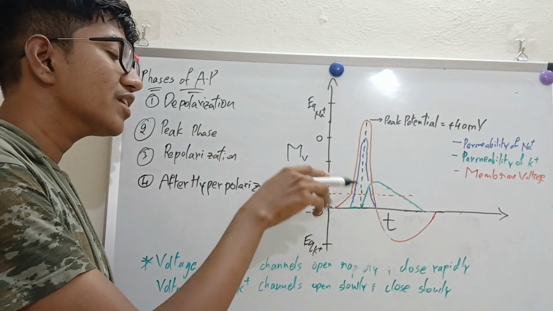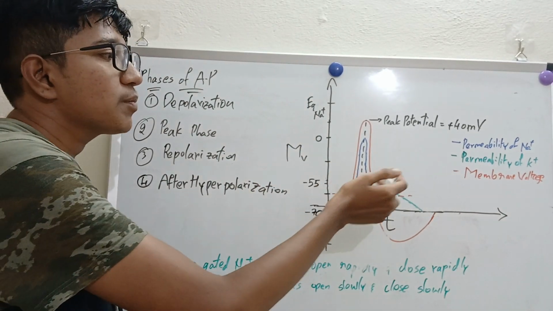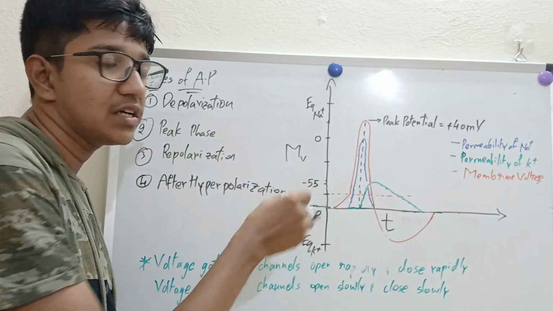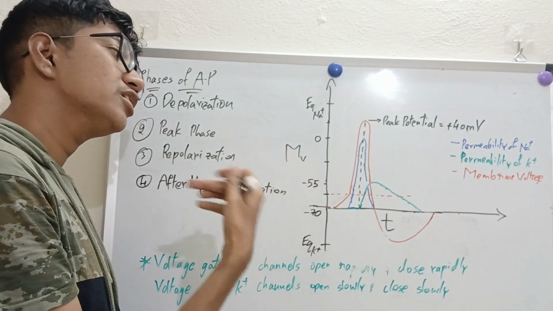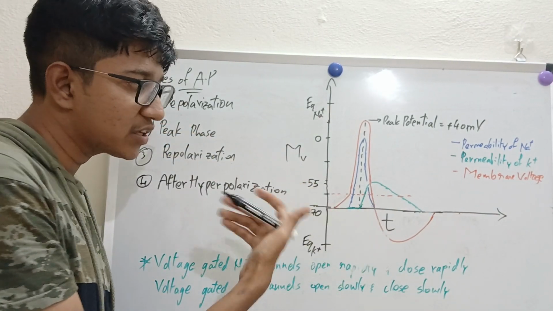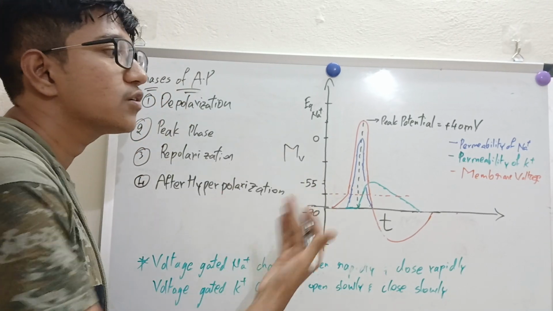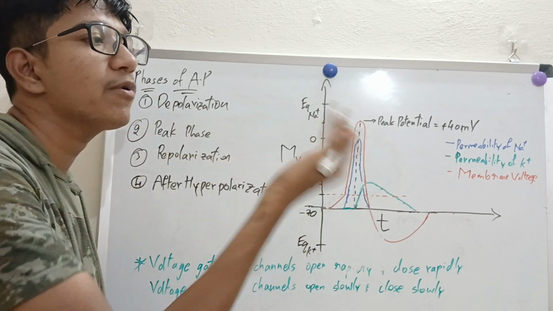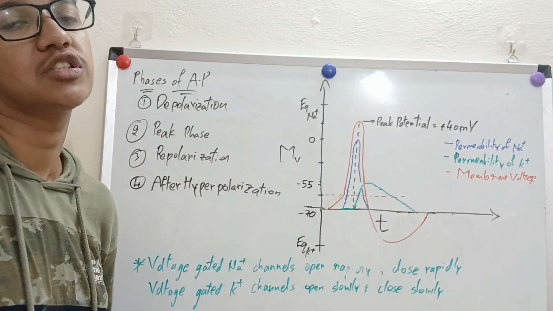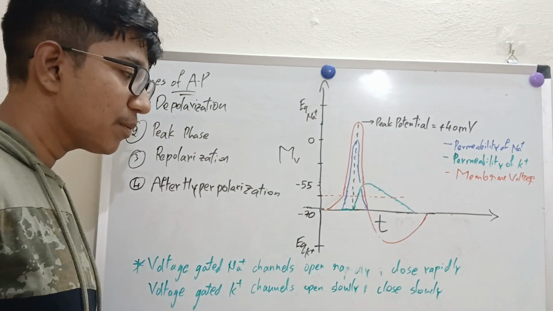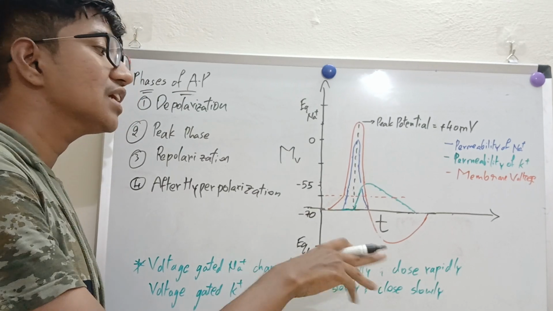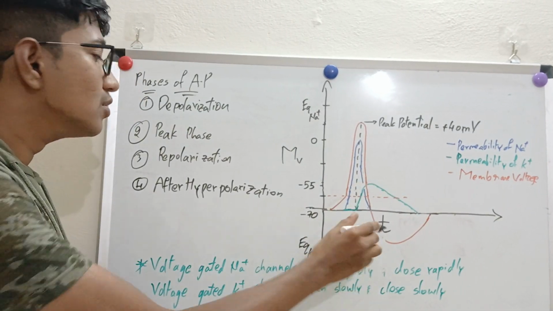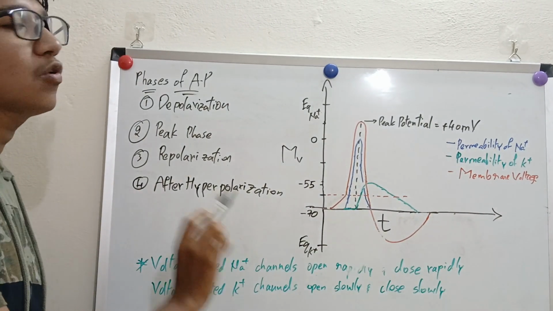Here, even after the cell reaches resting membrane potential, there is a permeability of potassium, that is voltage gated. So voltage gated potassium channels are still open after the membrane potential reaches the resting membrane potential. That causes an efflux of potassium ions from inside to outside, resulting in hyperpolarization, that is, a decrease in membrane potential. As this decrease in membrane potential occurs after the cell reaches resting membrane potential, we call this phase after-hyperpolarization.